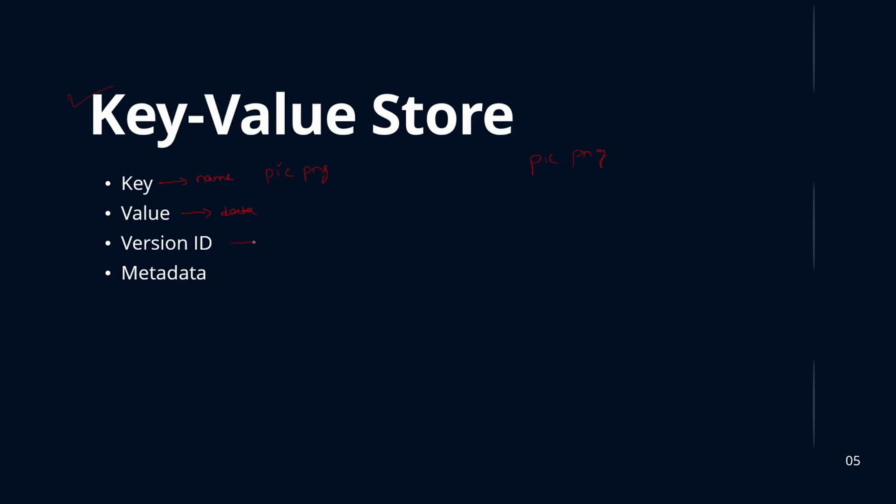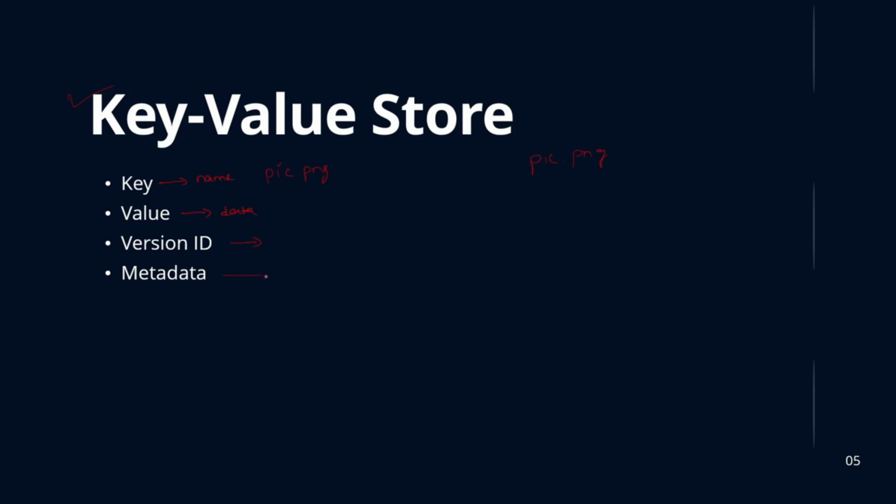And what's your version ID? Whenever you upload any object to an S3 bucket, a version ID is assigned to it, assuming that versioning is enabled. We will dive into depth on versioning later, but for now, just know that a version ID is assigned to this specific object.